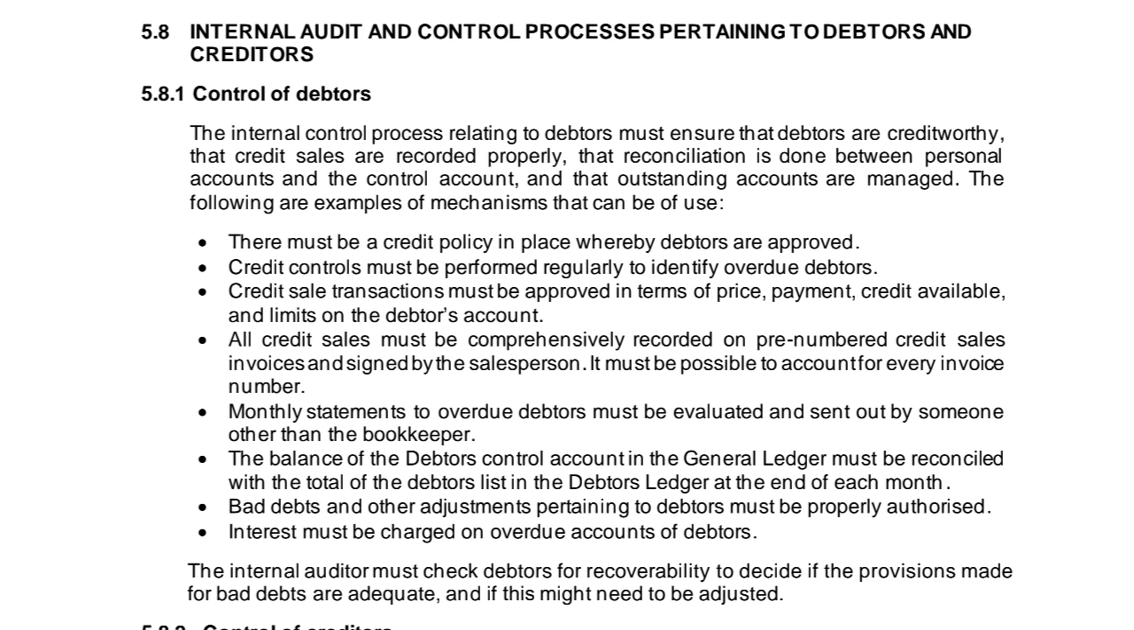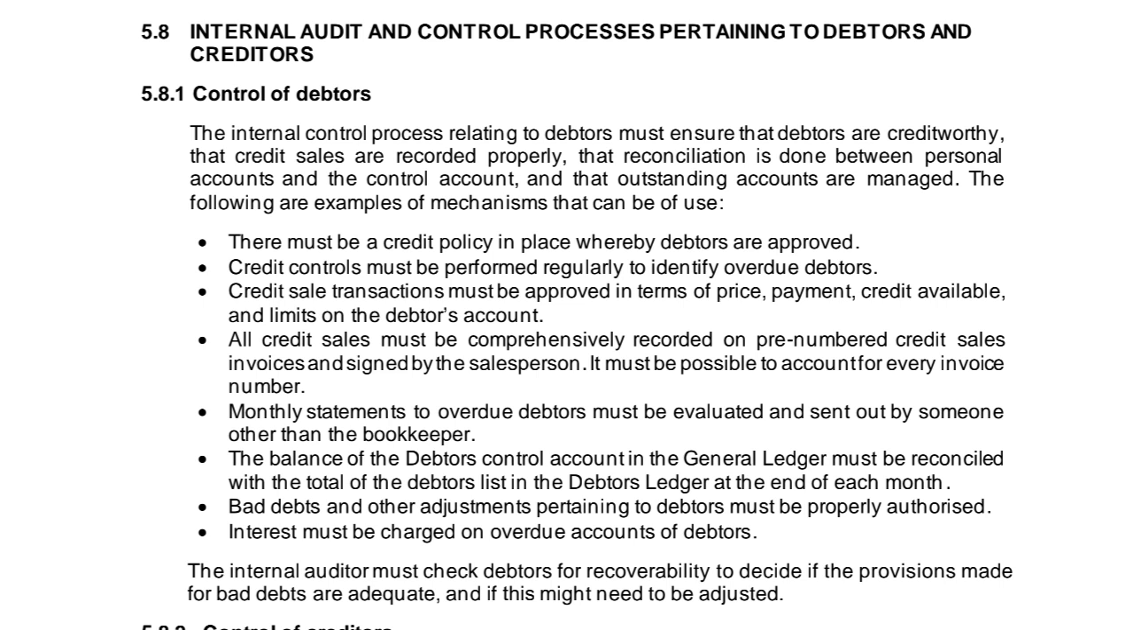5.8. Internal audit and control processes pertaining to debtors and creditors. 5.8.1. Control of debtors. The internal control process relating to debtors must ensure that debtors are creditworthy, that credit sales are recorded properly, that reconciliation is done between personal accounts and the control accounts, and that outstanding accounts are managed. The following are examples of mechanisms that can be of use. There must be a credit policy in place where debtors are approved. Credit controls must be performed regularly to identify overdue debtors.